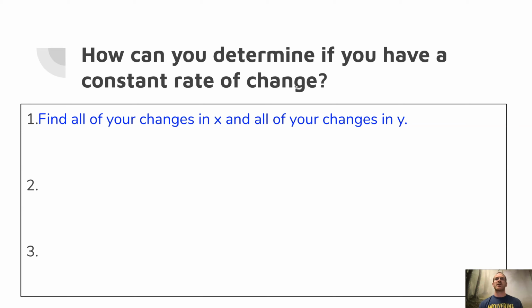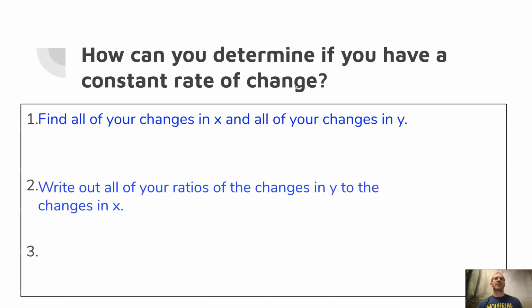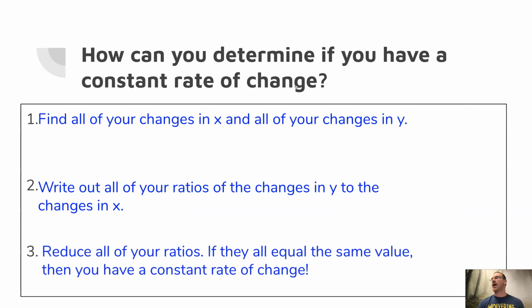I'm going to find all those changes in x, changes in y, and then I have to look at all those ratios, right? So I'm going to take all my changes in y, put it over its corresponding change in x. And then we have to reduce those ratios. And if they all equal the same value, all right, then we know we have a constant rate of change.